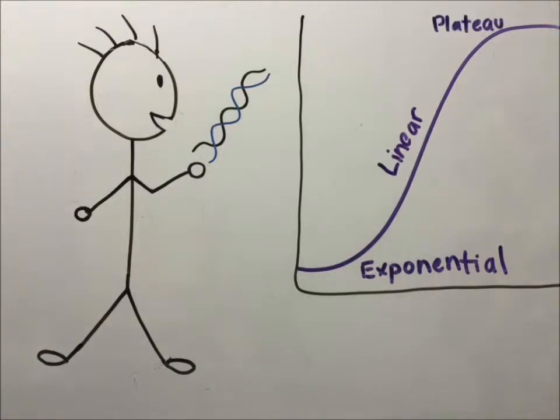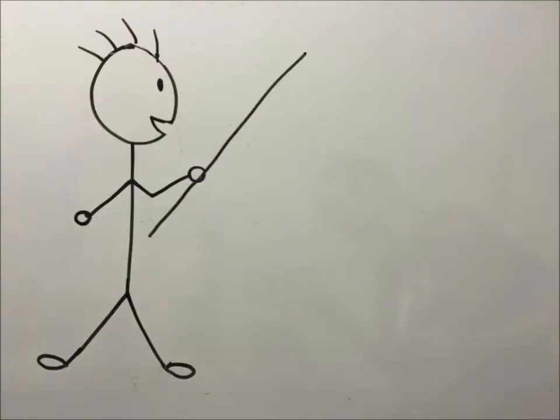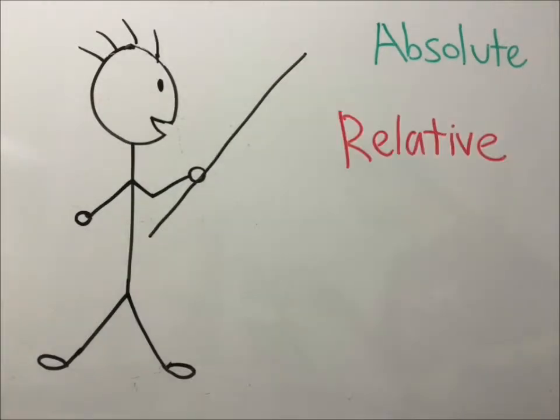The point at which fluorescence can be measured without background noise affecting accuracy is called the threshold line, and the number of PCR cycles at which Tom's sample crosses the threshold line is known as the CT value. 2 major types of qPCR can be used to assess a sample: absolute quantification and relative quantification.